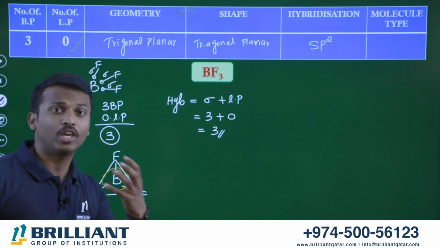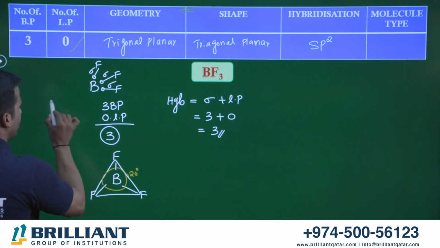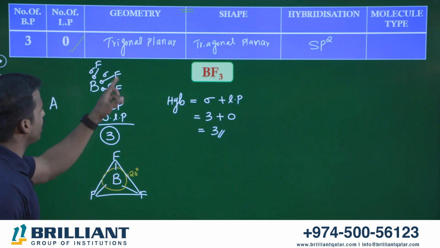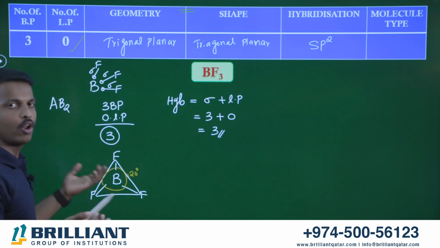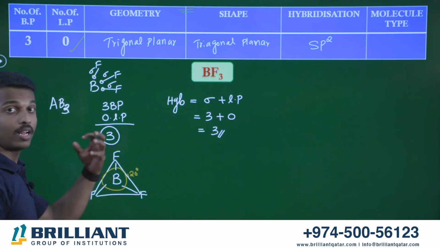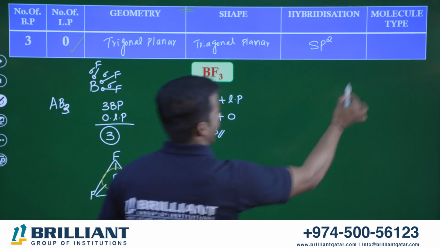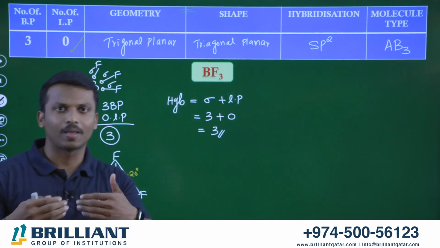sp2. What is the molecule type? How many central atoms do you have? Only one boron, right? Therefore A. How many surrounding elements? 1, 2, 3. Therefore B3. Any lone pair? No. So, sorry, not B2, right? B3. Total there are 3 surrounding elements, right? Yes, correct. AB3 is the type. Now, hope you clear the pattern, right?